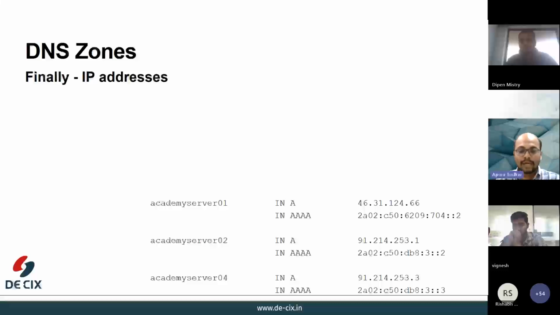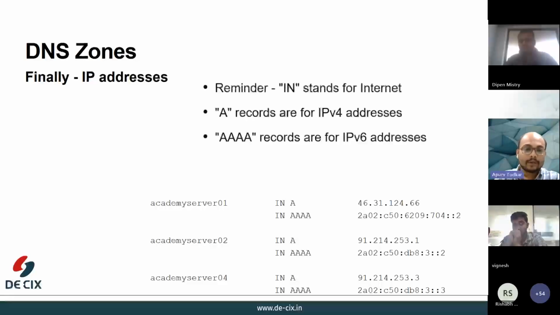And then finally, we move on to the IP addresses part of the DNS. Here you can see IN stands for the record class, A stands for the IPv4 address part, and AAAA stands for the IPv6 part of it. Academy server 1 is nothing but the host name, and how that host name is mapped to the IP address you can see in the A record. In the IPv6 record, a different IP address is appended. This process happens automatically. No manual intervention is required for this change.